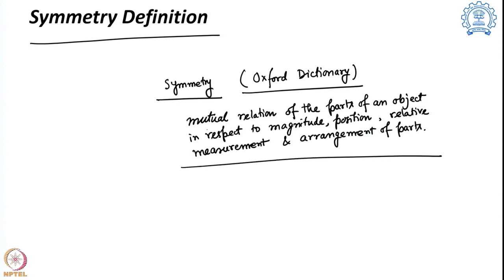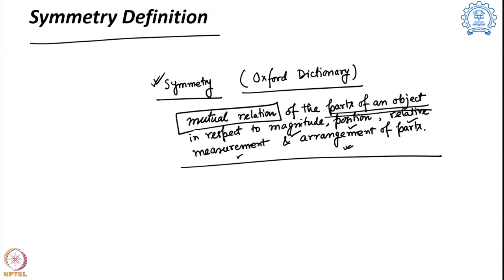So over there, this is very important: mutual relation. That means I am going to change the molecule in between such that one part of that whole object or molecule is going to be magnitudinally, that means by the measurement, the position, the relative measurement and arrangement, very much similar in relation. And if you are seeing this, we say we have a symmetry. So that is what we try to define.